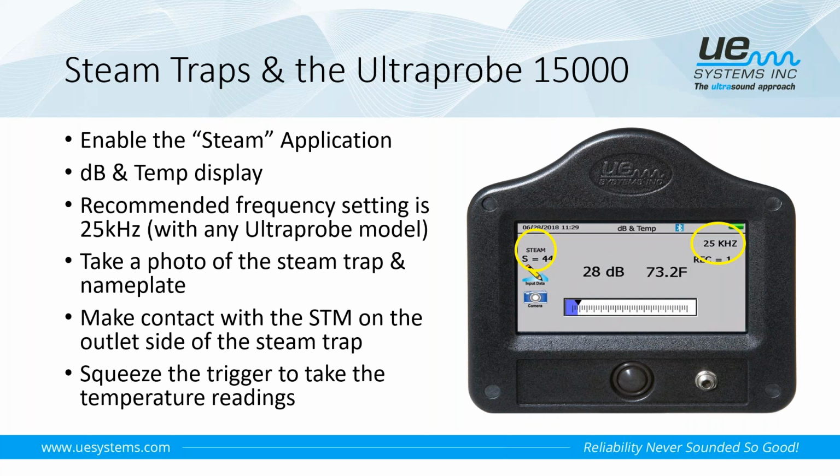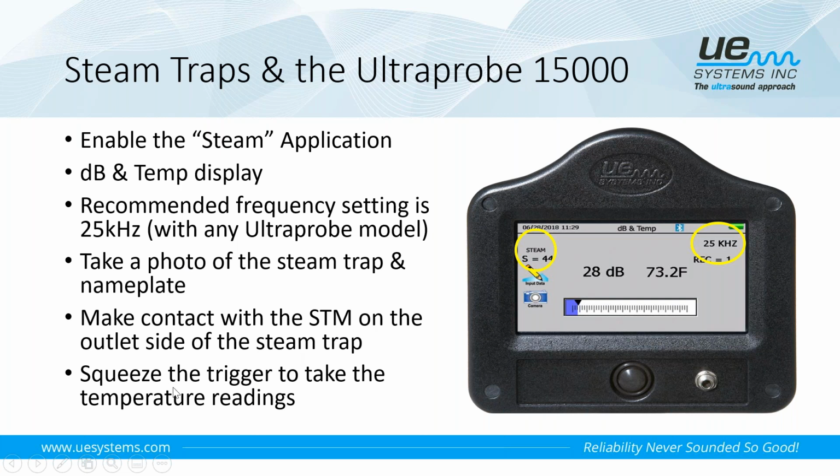Now, it also has an integrated digital camera, so we can also take photos of the steam trap, and we can take as many photos as we want to. So we can take a photo of the trap itself, maybe take a photo of our contact location where we want to make contact, take a photo of the nameplate, etc. And then when we save that data, all those pictures will populate and then be stored for that steam trap. So then we'll make contact with the stethoscope module.